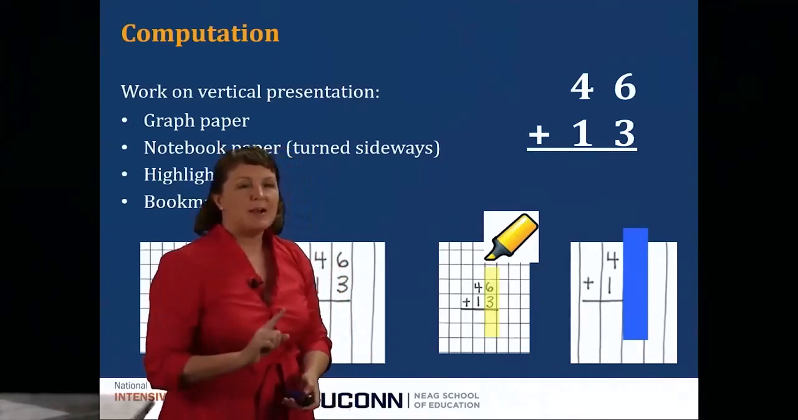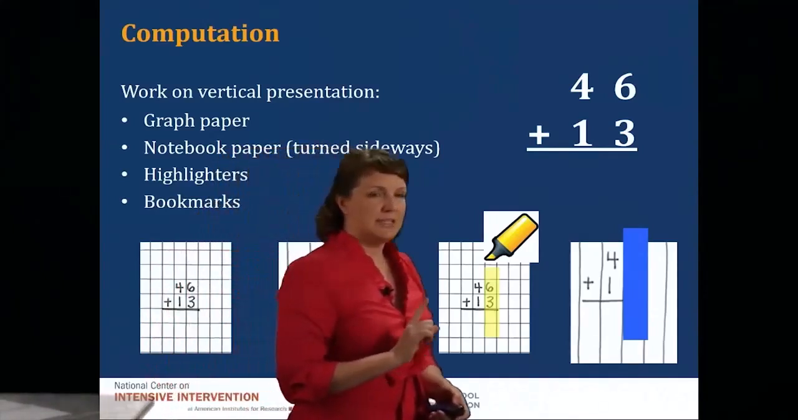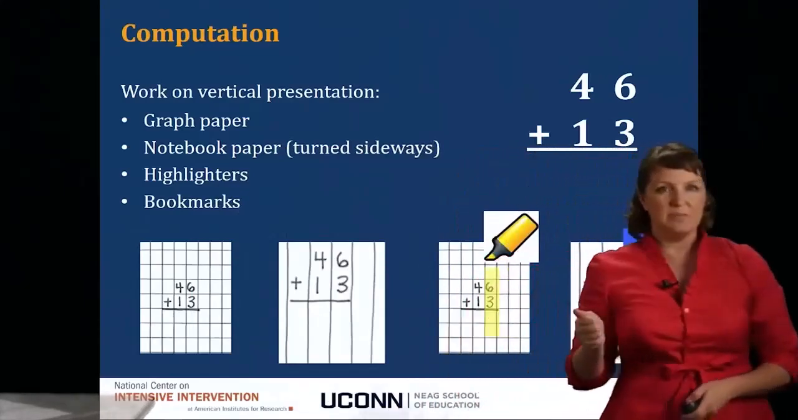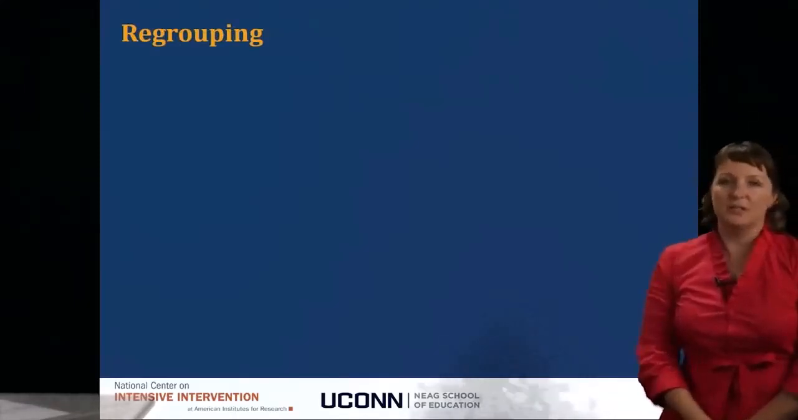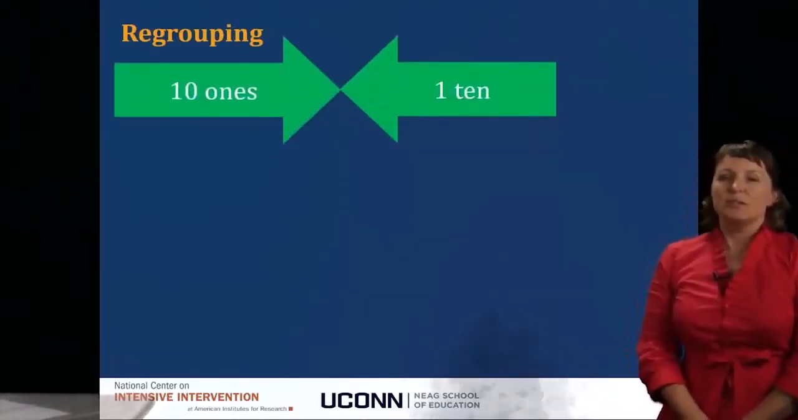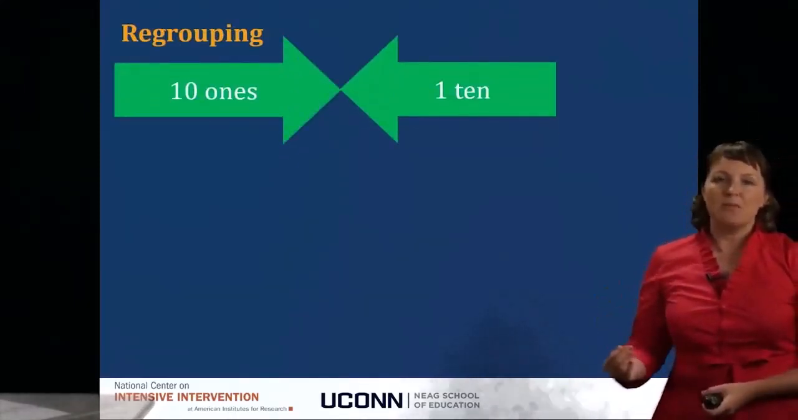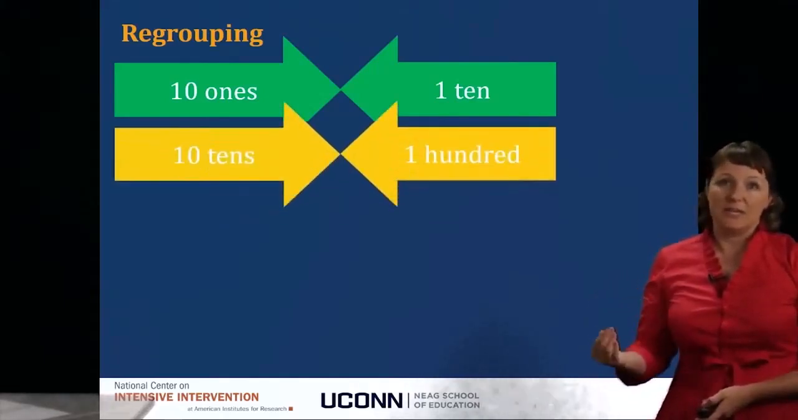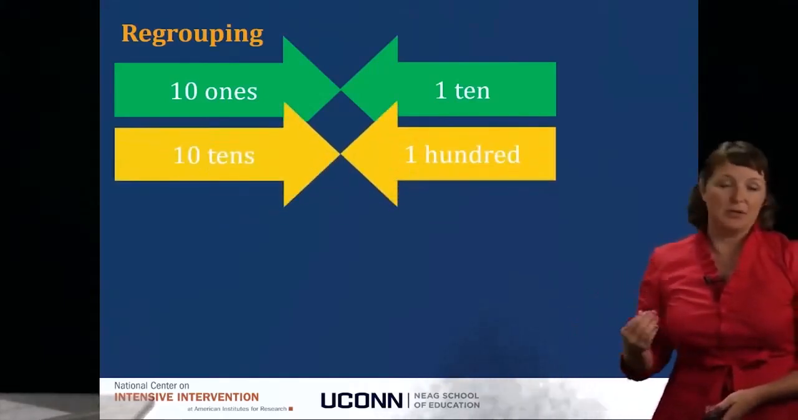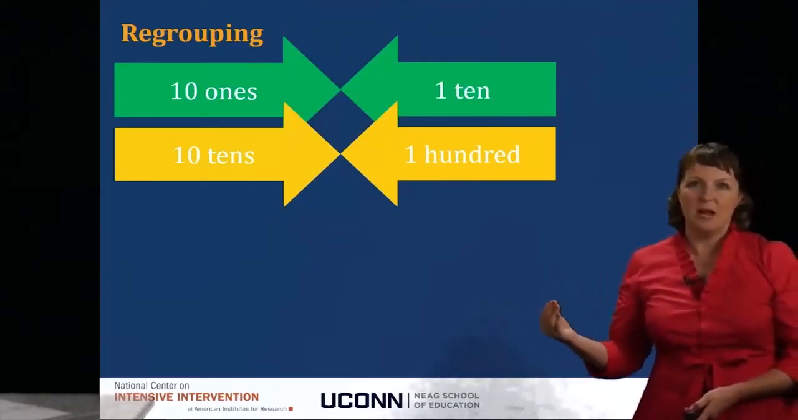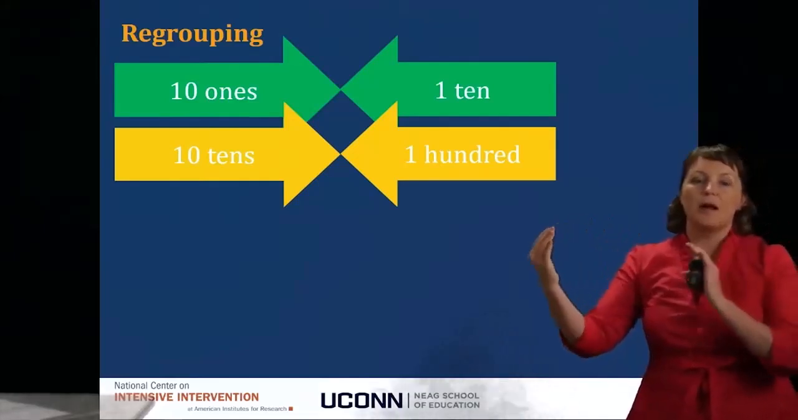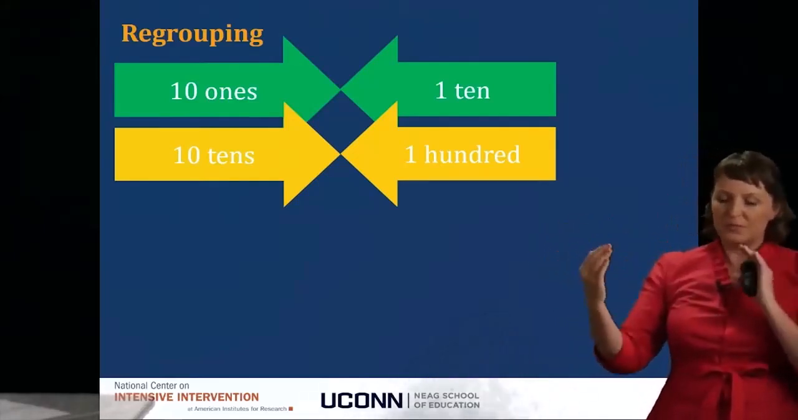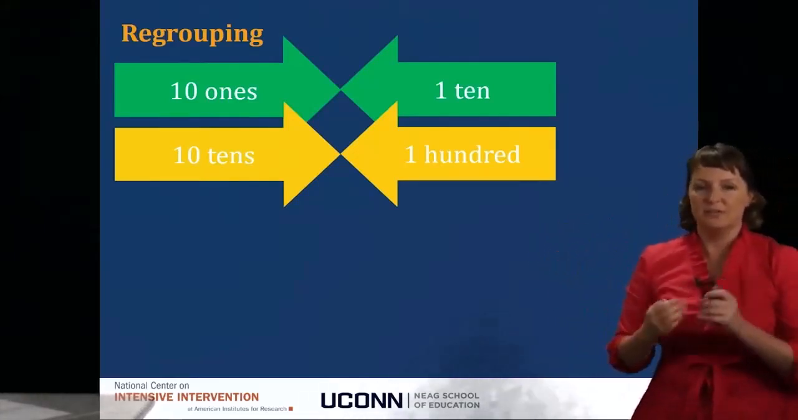And then another background thing that we may need to provide in intensive intervention, along with understanding place value and getting your work organized, is understanding the concepts of regrouping. So when we're thinking about regrouping, we can regroup 10 ones for 1 ten or 10 tens for 100. And I didn't put it on this slide, but we could also do 10 hundreds for 1,000. All right, so understanding that there's a going back and forth between these tens and ones or tens and hundreds.